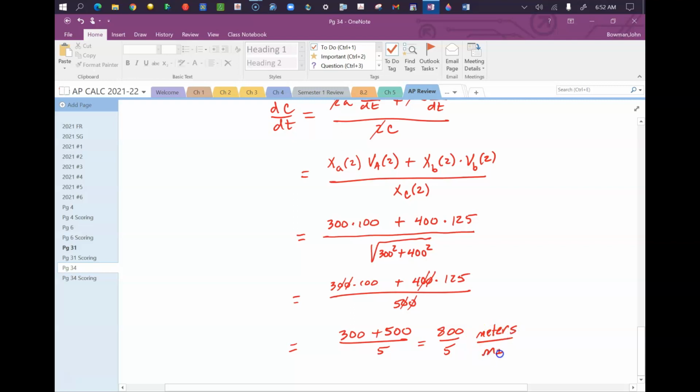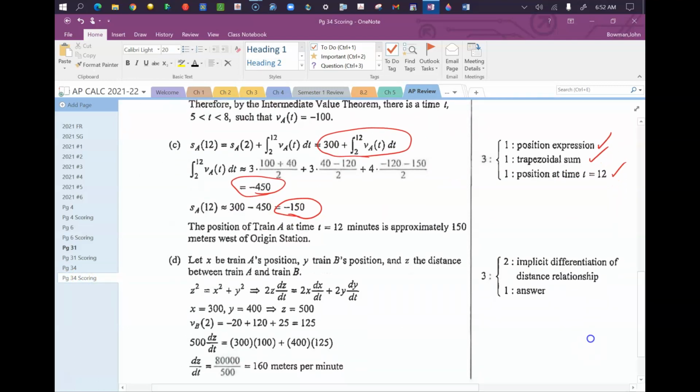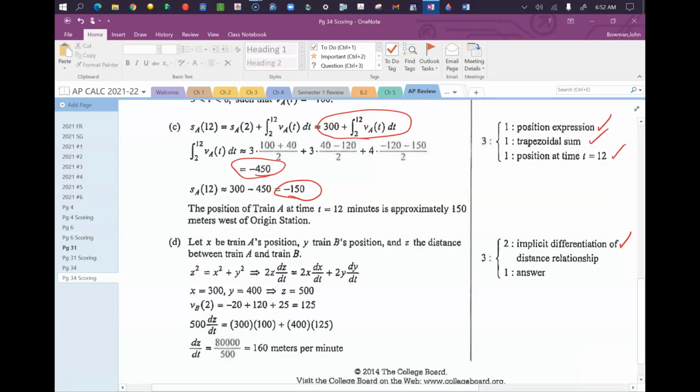So let's check the scoring on that. 2 points alone for the implicit differentiation. That's a big one. Okay, so basically getting to here is worth 2 points, and then you get 1 point for the answer.